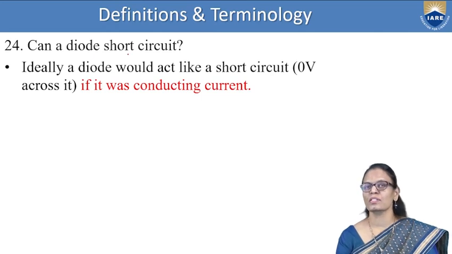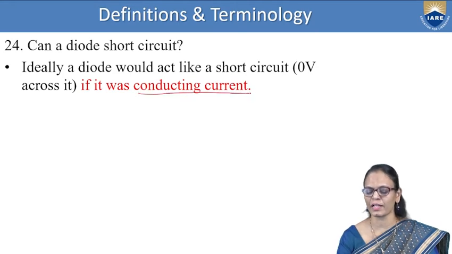Can a diode short circuit? Ideally a diode would act like a short circuit, that is 0 voltage across it, if it is conducting current. So in the conducting mode, it behaves like a short circuit.